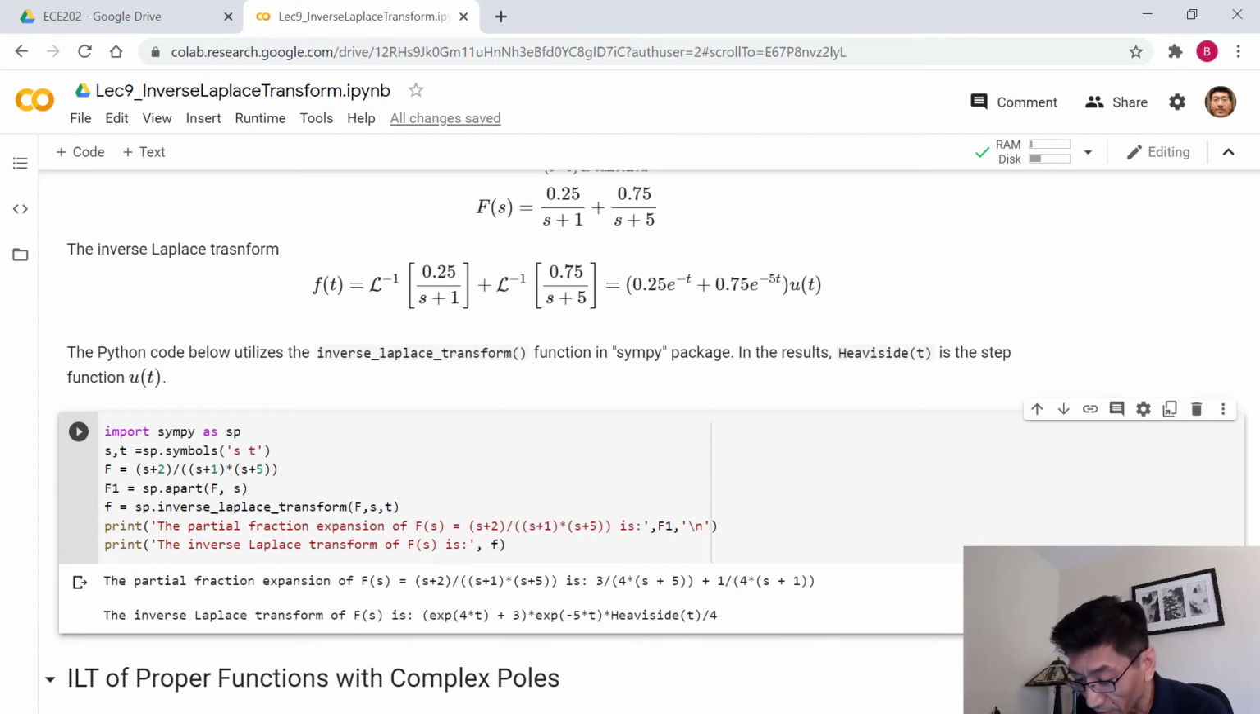And the inverse Laplace transform is going to be e^(-5t), so this factor of e^(-5t), and e to the minus 5t times e^(4t), so you get an e^(-t). So that's one term, and you get the other terms. So this is the actual result we have. This Heaviside(t) is the u(t) we have. Okay, so that's the inverse Laplace transform for how you do it if you only have a proper rational function with unique real poles, what we call simple poles.